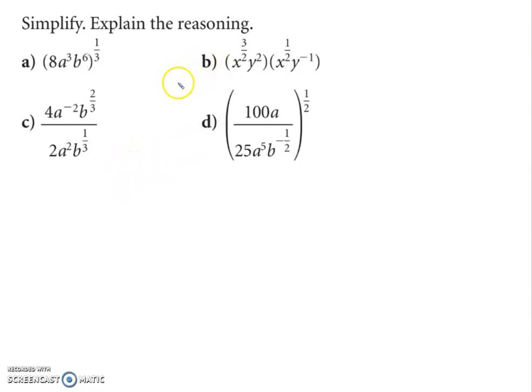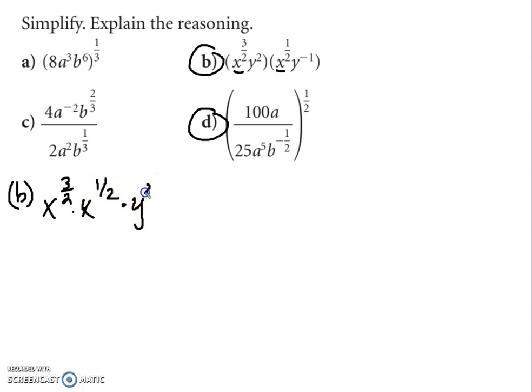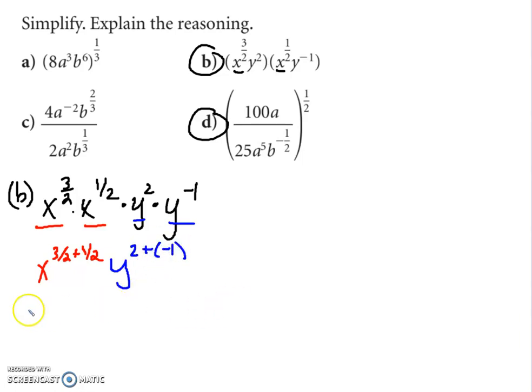So we're going to try doing a d, and we'll also try doing b. So b in this case, again, we can multiply together the values with the same bases. So we'll end up with x to the 3/2 times x to the 1/2 times y to the 2 times y to the negative 1. And again, once there are the same bases, we are allowed to add the exponents when they're being multiplied. So we'll end up with x to the 3/2 plus 1/2 and y to the 2 plus negative 1.